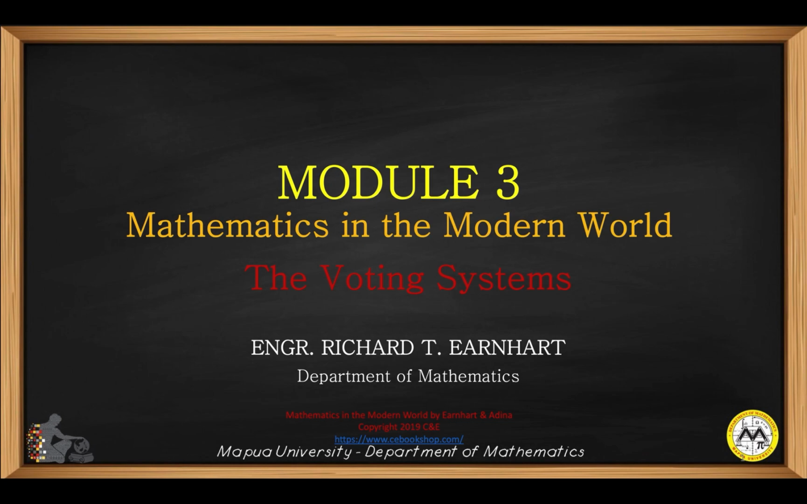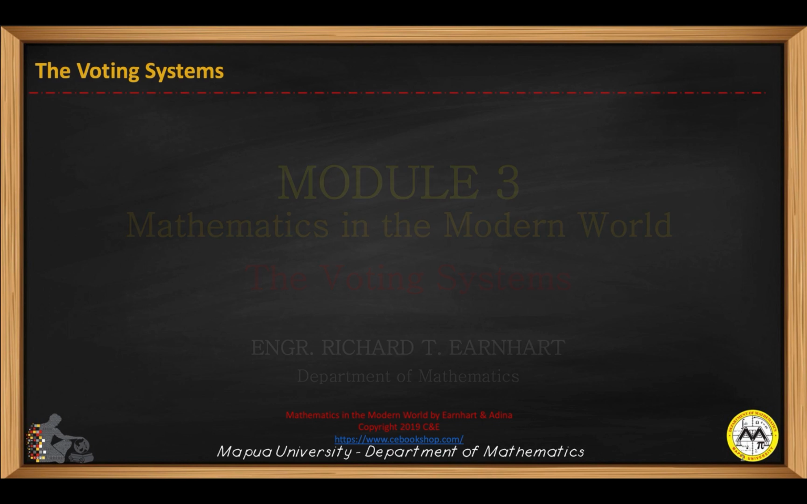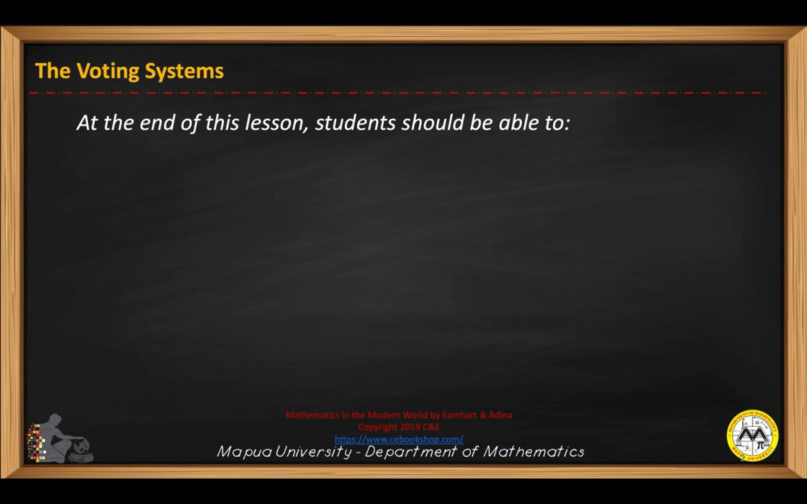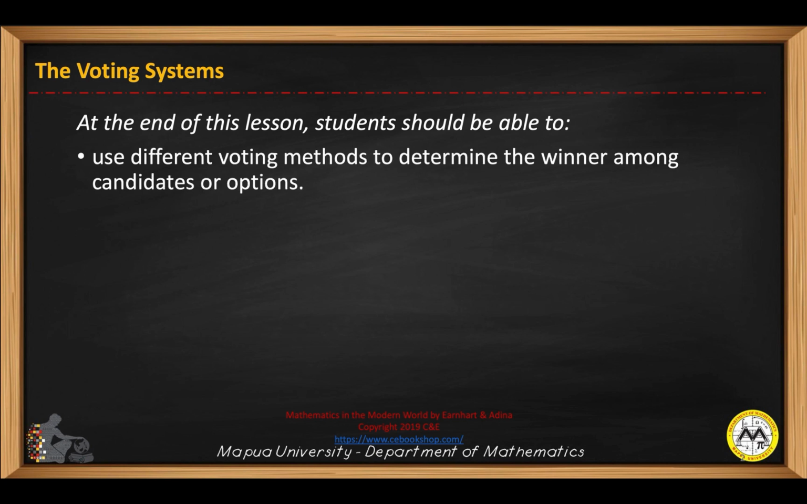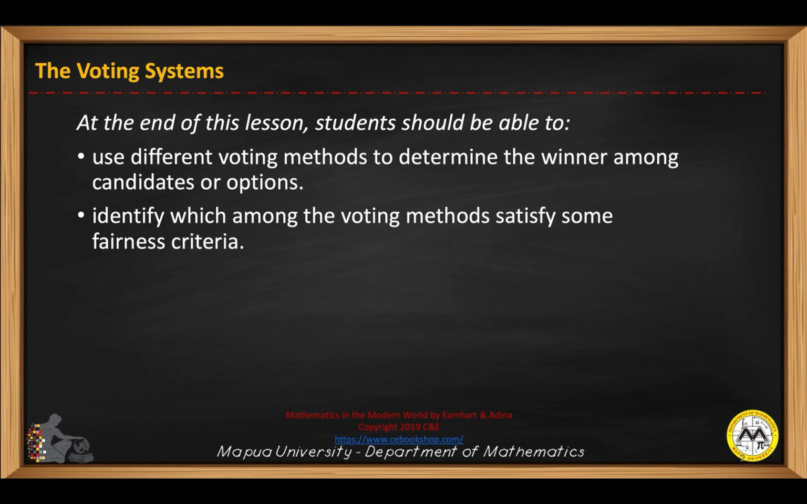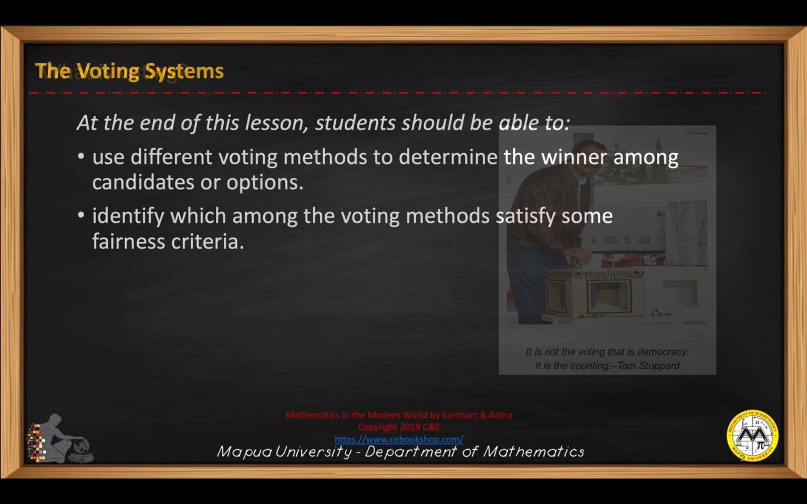In this lesson, we're going to discuss the different voting methods. At the end of this lesson, students should be able to use different voting methods to determine the winner among different options or candidates, and identify which among the voting methods satisfy some fairness criteria.